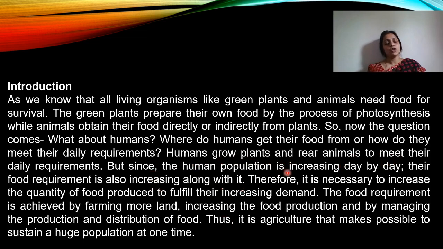But since the human population is increasing day by day, the food requirement is also increasing along with it. Therefore, it is necessary to increase the quality and quantity of food produced to fulfill the increasing demand. The food requirement is met by farming more land, increasing food production, and managing the production and distribution of food. Thus, it is agriculture that makes it possible to sustain a huge population at one time.